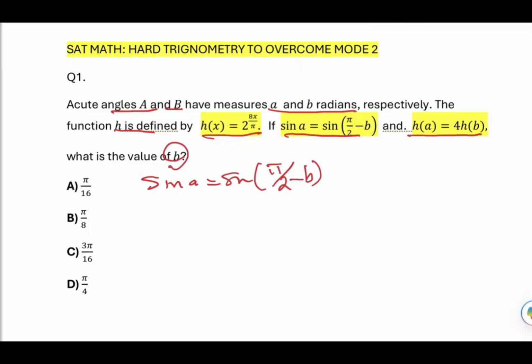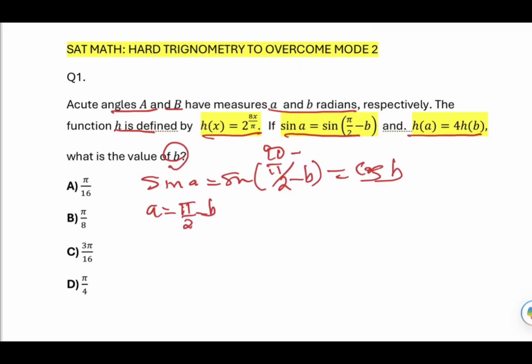Don't worry, it looks scary. Sine pi over 2 is actually 90. And if it's minus something, it's also giving you sine. That means you can rewrite this and say this is the same thing as cos B. What does that tell you? These are related to each other. It means the sum of them should give you 90. Therefore, A is equal to what? Pi over 2 minus B. That's all. That's your first equation.